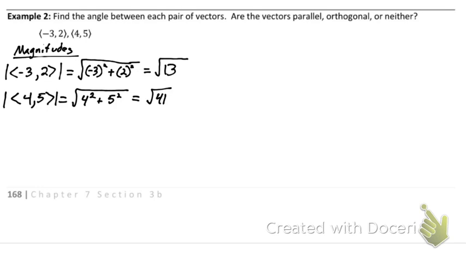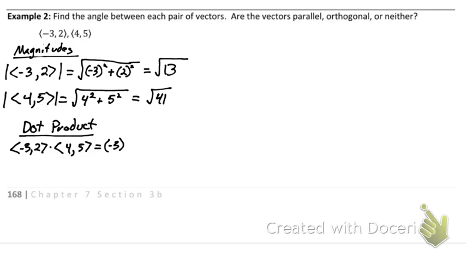All right, those are my magnitudes. Let's find our dot product. I'll put my dot product right below it. The dot product of vector -3, 2 and 4, 5 is going to equal my horizontal components multiplied. So that's going to be negative 3 times 4 plus 2 times 5. It will result in just one number. All right, negative 12 plus 10, so that's going to be a negative 2.